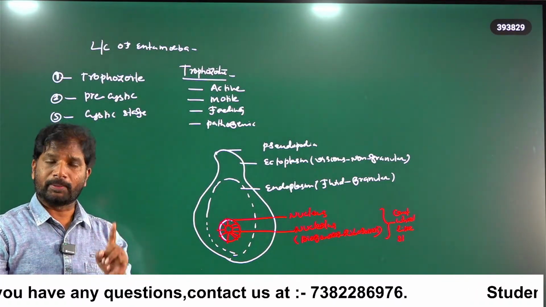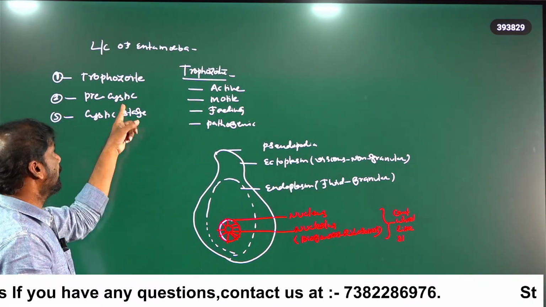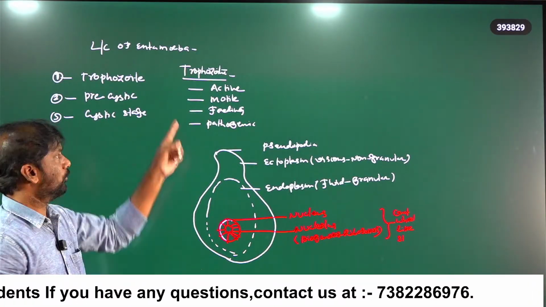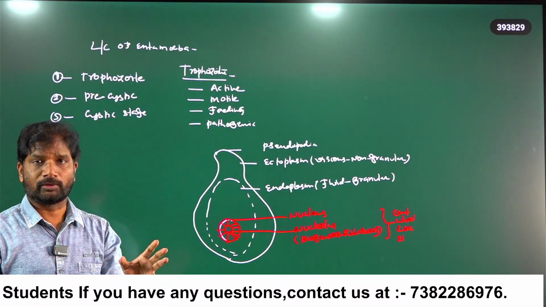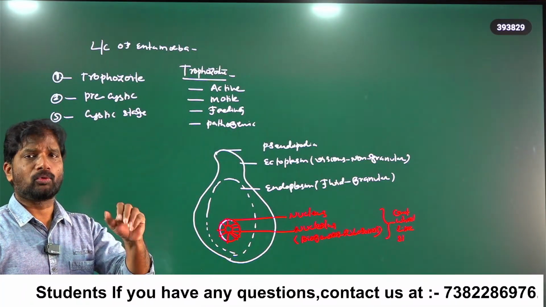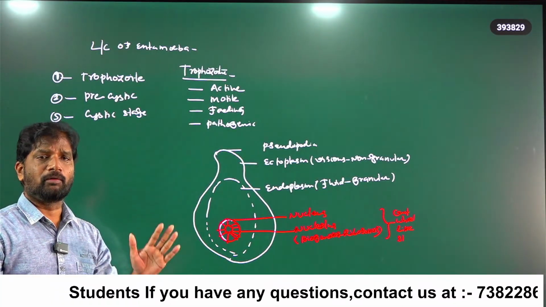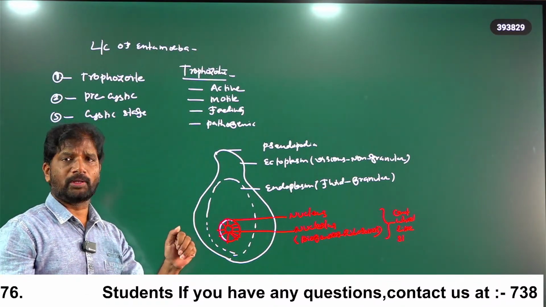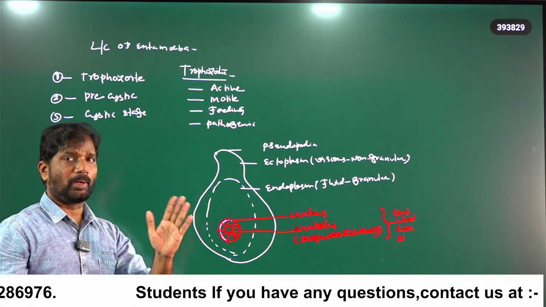Entamoeba appears in 3 stages. One is known as the trophozoite stage, the second is known as the precystic stage, and the third is known as the cystic stage. So what is the importance of the trophozoite? The trophozoite is known as the feeding stage, because it ingests the submucosa and mucosa layer of the large intestine, and it is active and motile. It consumes food material from the large intestine, so that's why it causes the disease. That's why it is known as pathogenic.